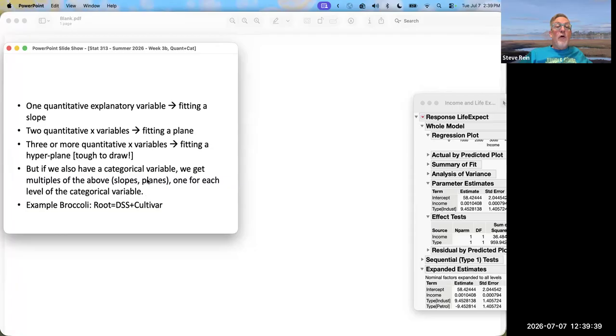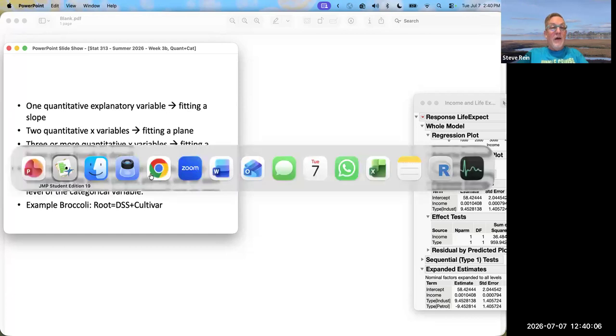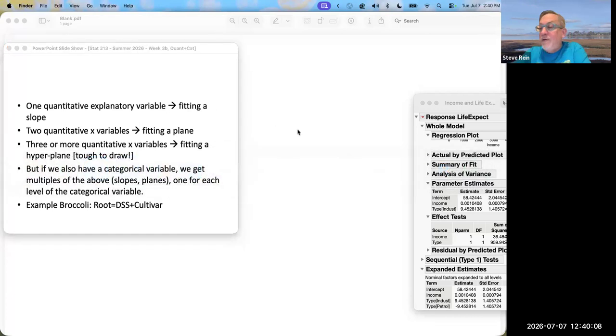And if you have a categorical variable, you're going to get one of each of the above for the number of levels. For example, you had these two different categories of country type. You get the OPEC, and then you get the industrialized. So two different trend lines, because we had one line, now we've got two, because we added in that extra variable. So let's do one more example real quickly. I'm not going to walk all the way through the analysis, but I do want to show you the analysis.